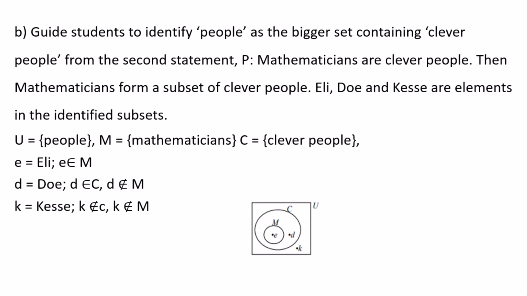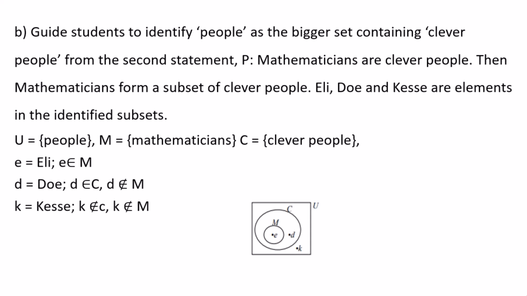Ellie is a mathematician, so she will be within the mathematician's circle. Therefore, Ellie automatically becomes a clever person. Then Doe is a clever person, but Doe is not a mathematician. So Doe will be within the clever circle, but Doe will not be in the mathematician circle.